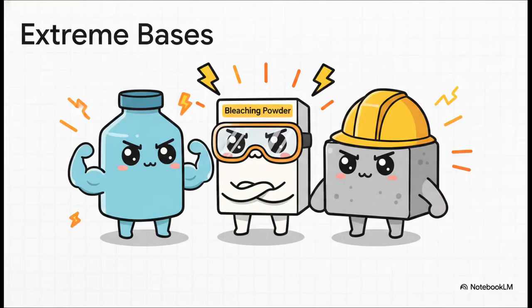But as we climb higher, things escalate fast. We're getting into dangerous territory. Ammonia and bleaching powder sit at a potent pH of 11. By the time we hit a pH of 13, we are looking at sodium hydroxide and the concrete we use to build our cities. Just like those extreme acids down at pH 1, these extreme bases at the high end of the scale are highly reactive and require extreme caution to handle safely.